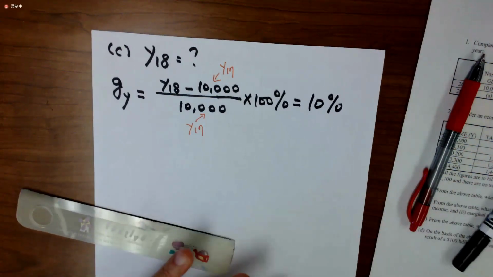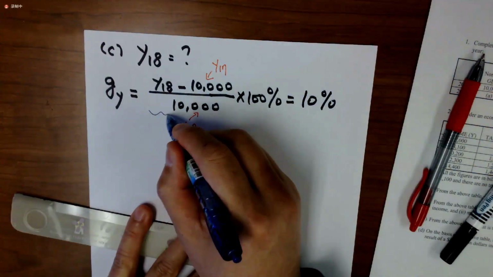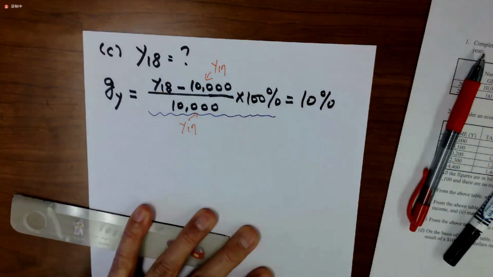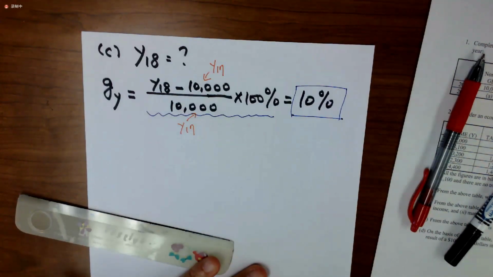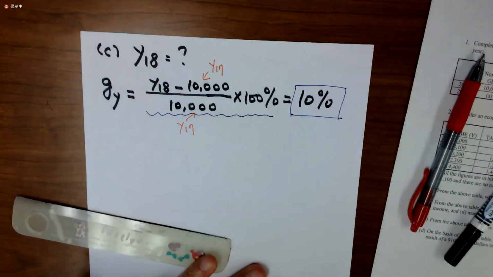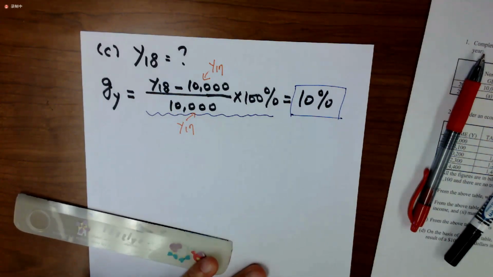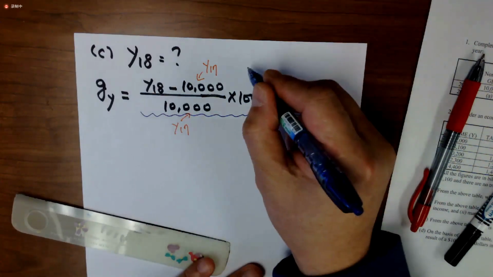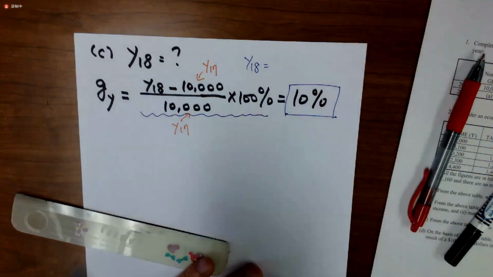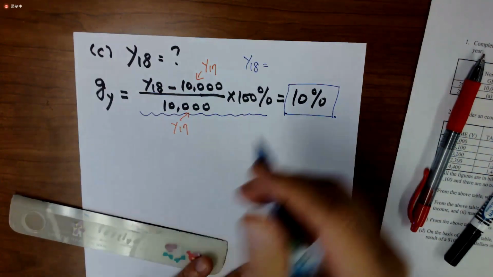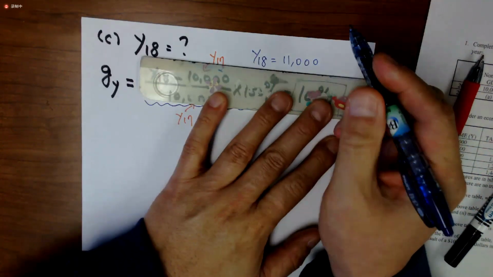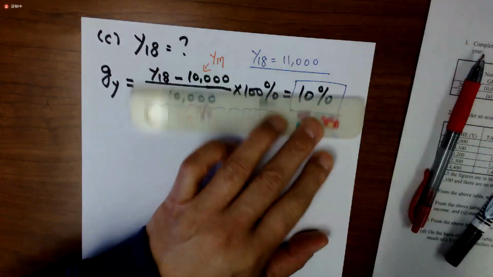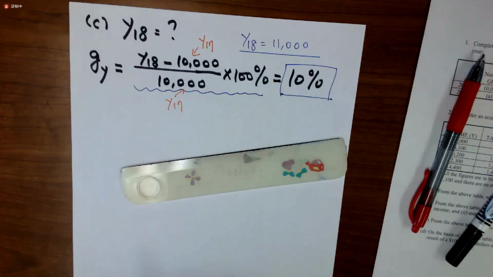So here we go again. You have one equation. You have one equation. And then you have 10% on the right hand side. Are you able to solve for little y18? So yes, please. Yeah. Good. So what is y18 equal to? 11,000. 11,000. Okay. 11,000. Agree? Yep.